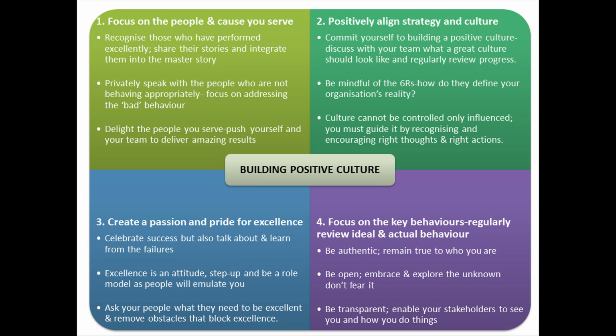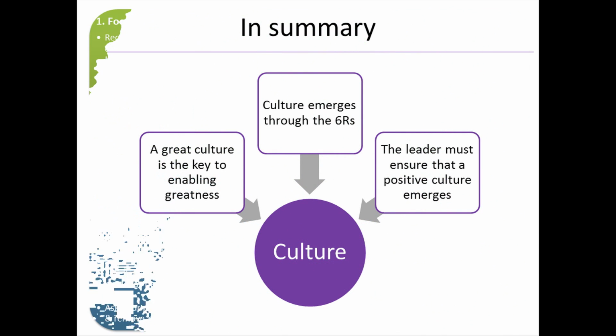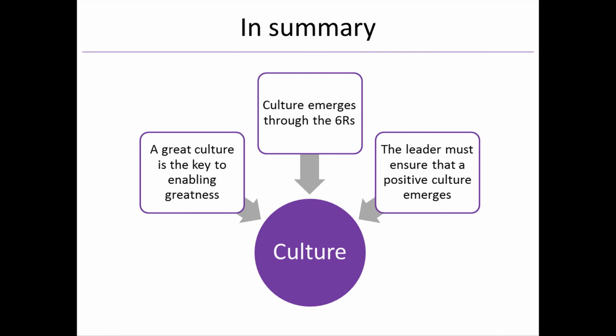Your task as a leader is to make sure that your organization is being authentic, your organization is being open, and that your organization is being transparent. And that's where you need to look into your own heart and find that courage to drive those ideal behaviors forward. So in summary, a great culture is the key to enabling greatness. A practical way of doing that is to use the 6 R's to guide the way you influence the people and the organization. And finally, above all else, it is the leader's responsibility to ensure that the positive culture emerges. Though you can't directly control it, you can use mechanisms such as the 6 R's to strongly influence the way that the organization and the team behave.